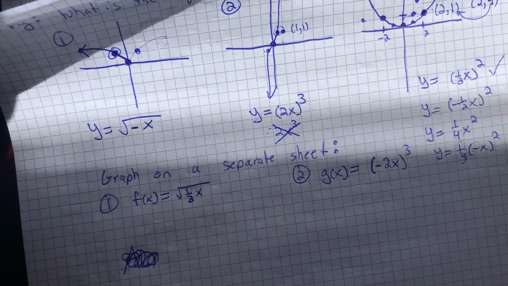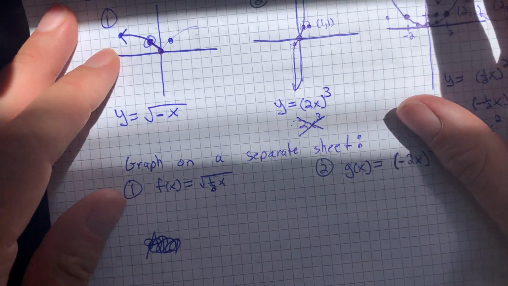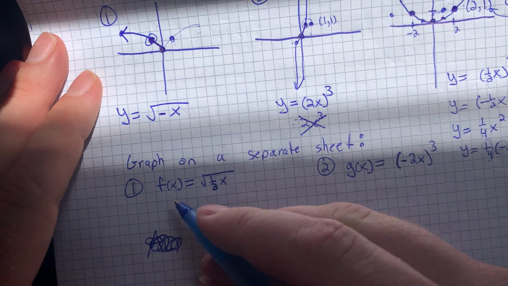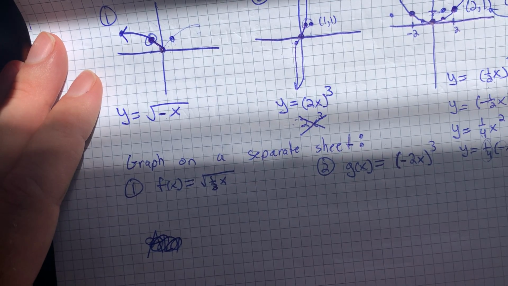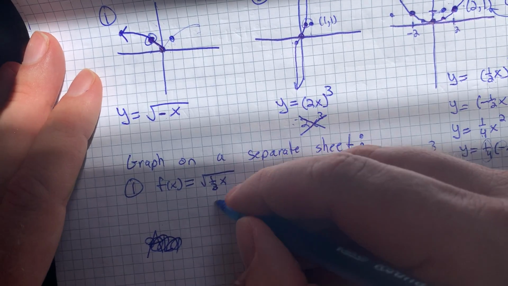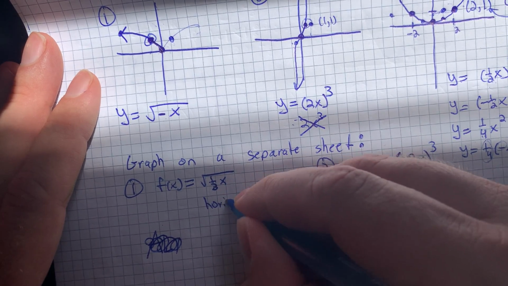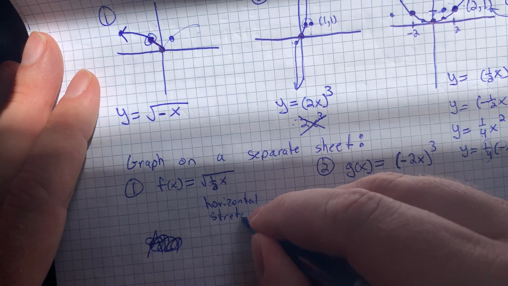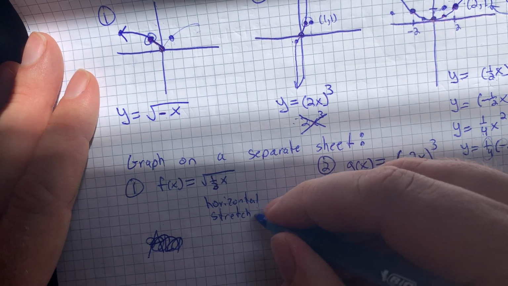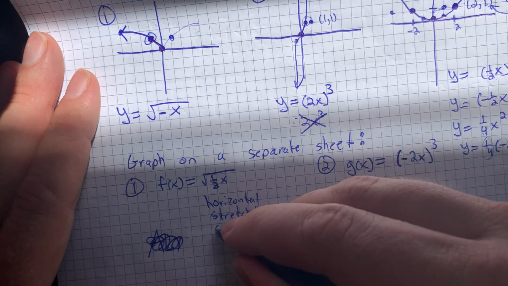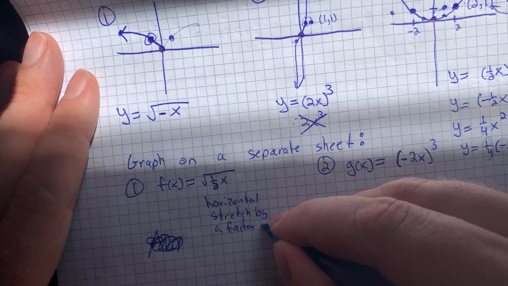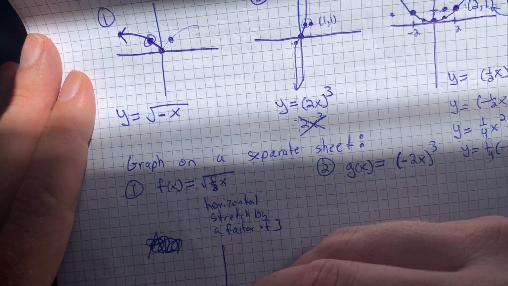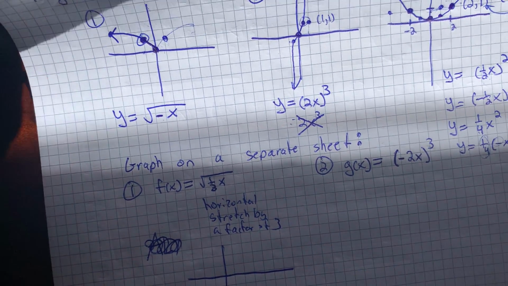Okay. All right, on a separate sheet of graph paper, try graphing this on your own. f of x equals square root of 1/3 x. You should recognize that this is a horizontal stretch. Remember, it's backwards by a factor of 3. And so the graph is going to be the same as the square root parent function.